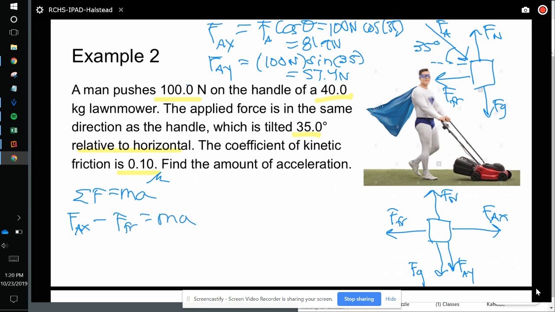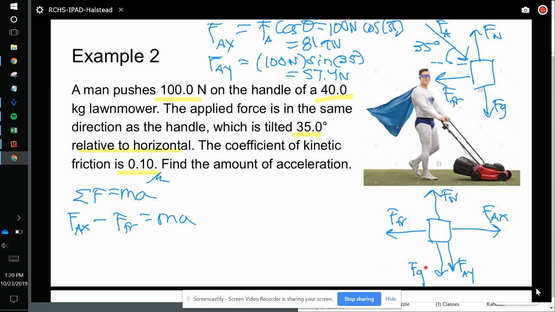Now, here we already know the applied force in the x direction. We know what the mass of the lawnmower is. We want to know acceleration, but we don't know what friction force is yet. So let's find that first, and then we can plug it into our equation to find our acceleration. So in order to find friction force, we want to look in the y direction right here. So we can see normal force is upward, and force of gravity and applied force in the y direction are downward. So here, normal force does not equal force of gravity.